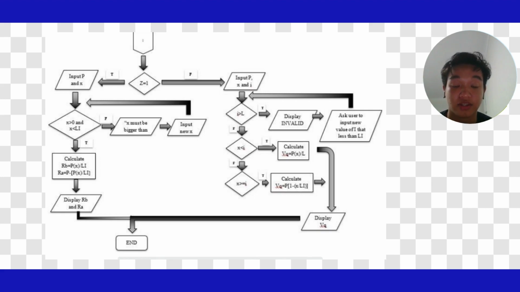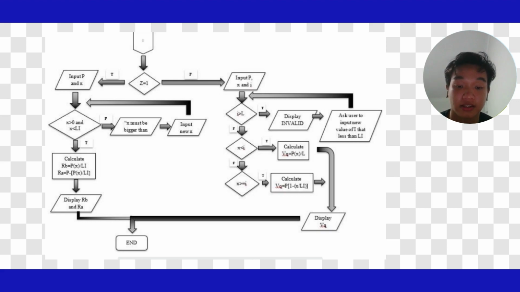But if Z equals 1 is false, meaning Z is not equal to 1, we need to input P, X, and I. Next, if I is bigger than L, then it will display invalid and ask the user to input a new value of I, until I is less than Li.